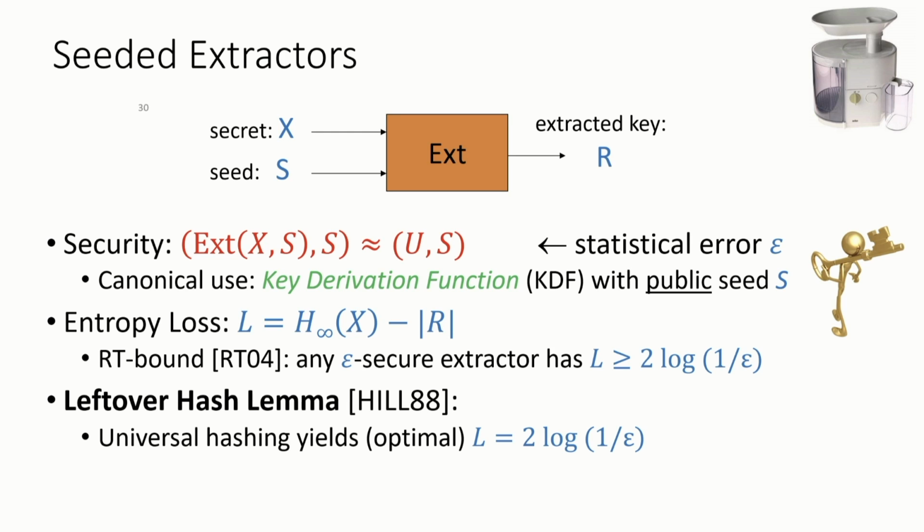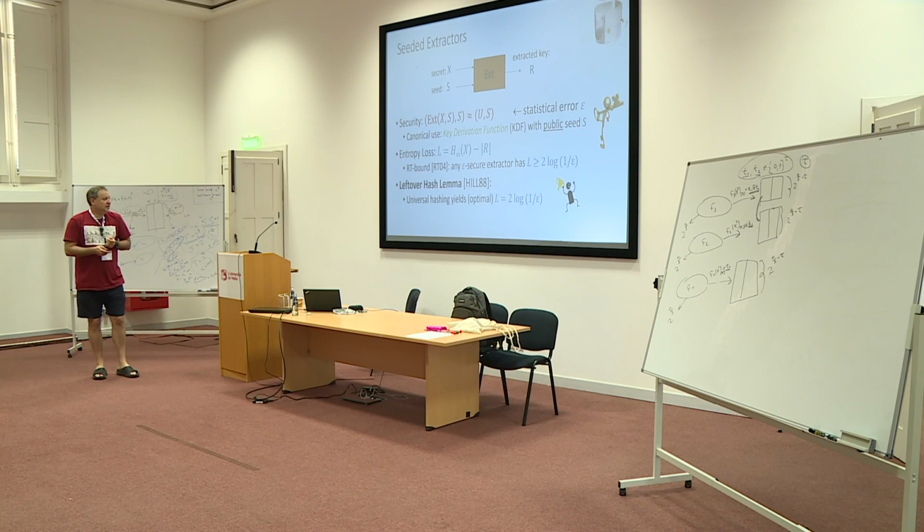Then there is this famous result called the leftover hash lemma. It actually says, you know what, we can actually achieve this optimal entropy loss with something called universal hashing. I'll define it, if you don't know, about 20 slides from now. It achieves this optimal entropy loss, 2 times the security parameter. So this is great.